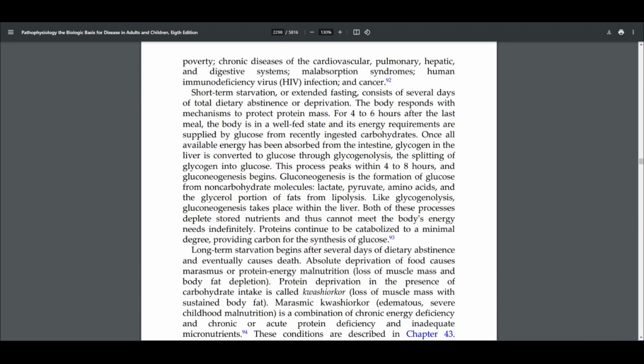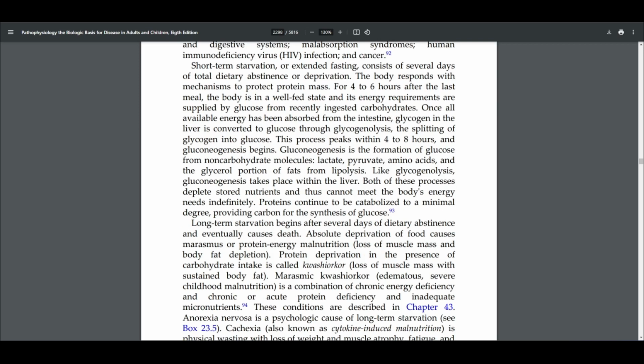Your malabsorption syndromes, HIV infection, and cancer. Short-term starvation and extended fasting consist of several days of total dietary abstinence or deprivation. The body responds with mechanisms to protect protein mass.